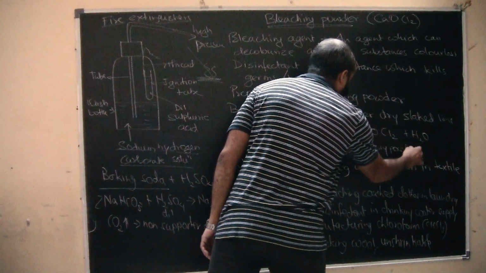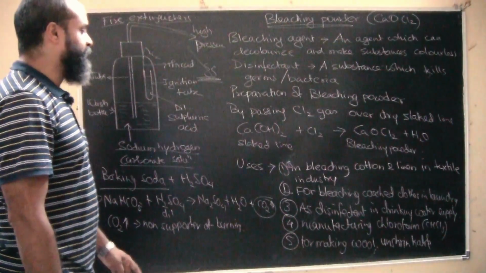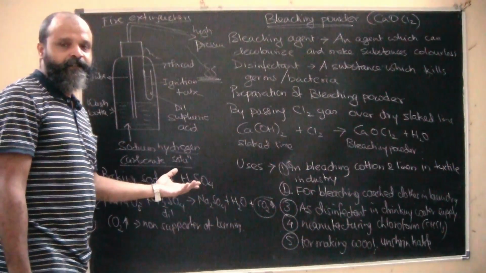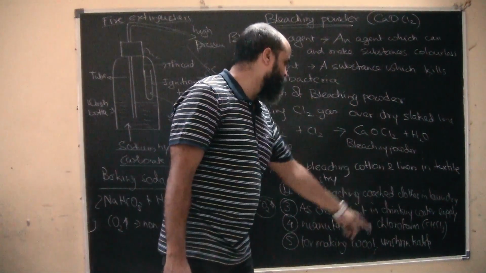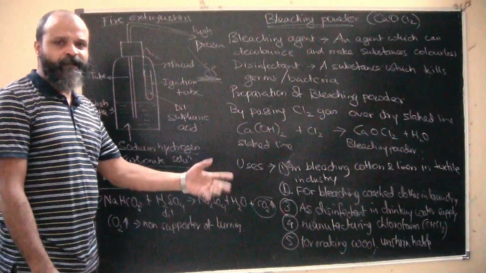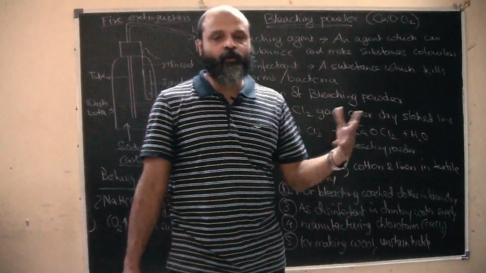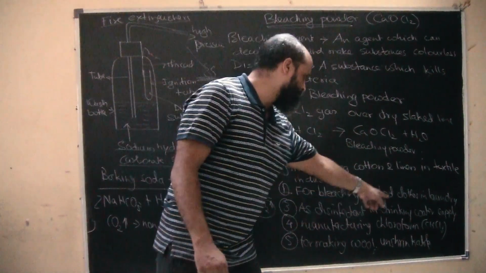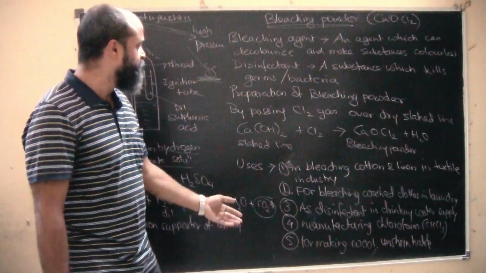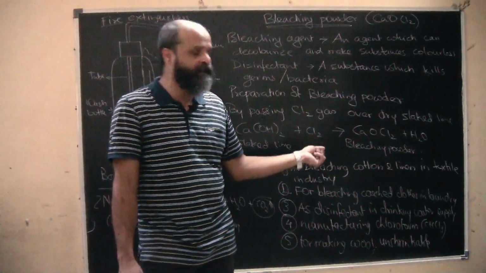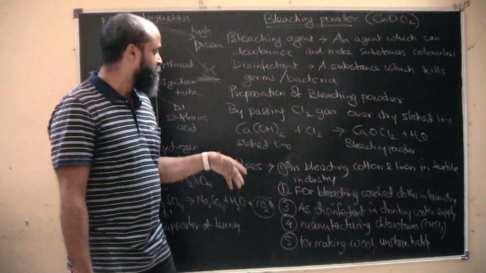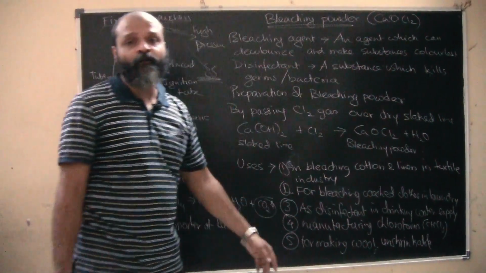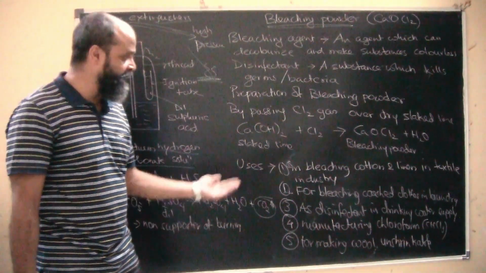What are the uses of it? In bleaching cotton and linen in the textile industry. So we have cotton and linen, and this is used in bleaching it, decolorizing it, so that we can color it again. For bleaching washed clothes in the laundry. Laundry is a place where we get the clothes washed. As a disinfectant in drinking water supply, as we know chlorine has a very strong smell, which acts as a disinfectant because microorganisms are not used to this smell. Manufacturing chloroform. Chloroform again is an anesthetic.